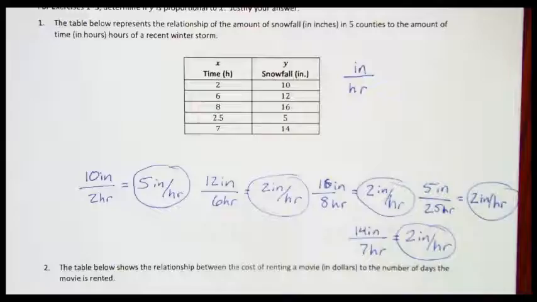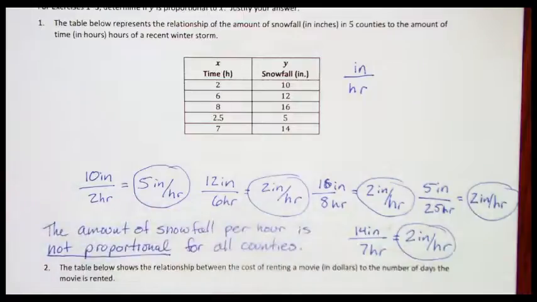So we know that this relationship is not proportional for all the counties. We would say the amount of snowfall per hour is not proportional for all counties. And that's because not all of their values were the same.